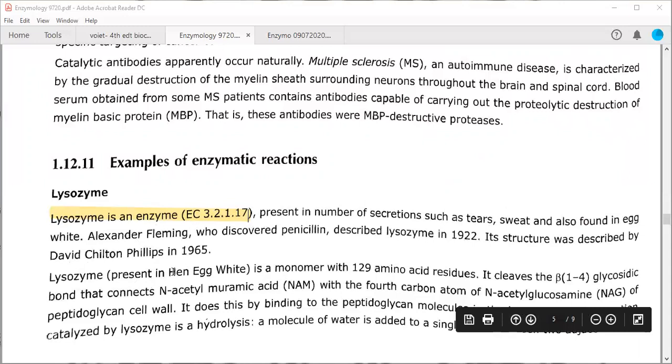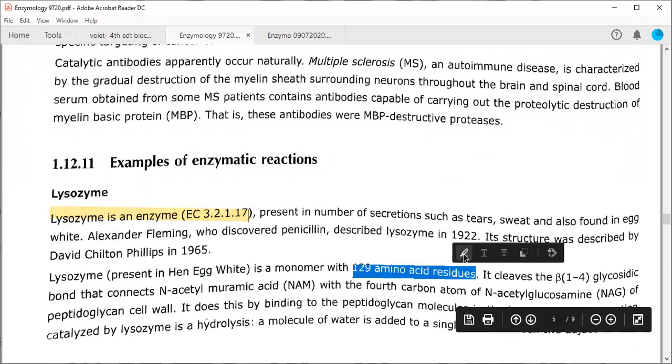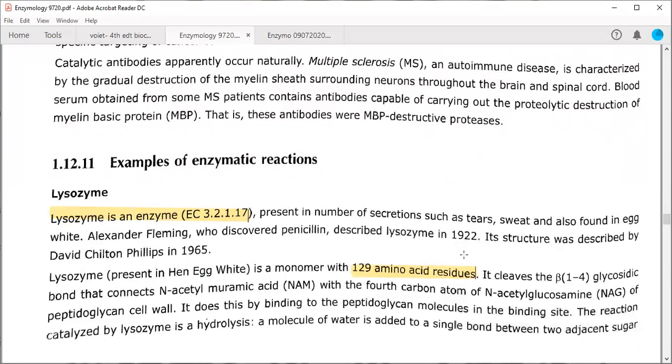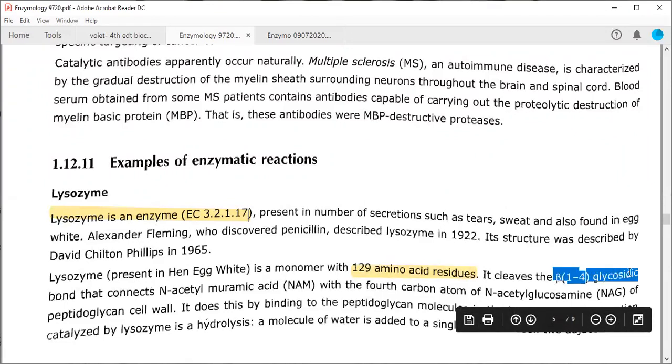It is present in egg white, and it is a monomer, a protein 129 amino acid residues long. It specifically cleaves the beta-1,4 glycosidic bond, which has been asked in so many exams.